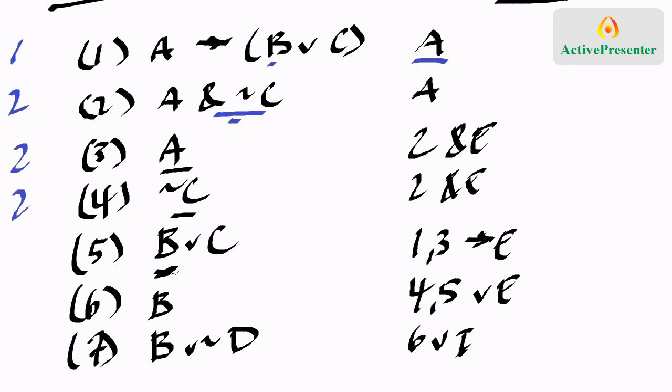Okay, to get B or C, we had to use this and this, so that's a 1 and a 2. To get the B, we had to use 1 and 2 again. And lastly, 1 and 2. Okay, so the assumption set should look like this.